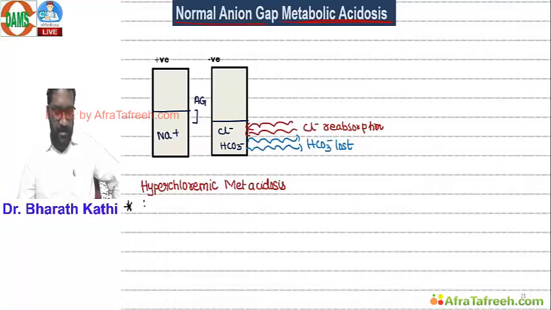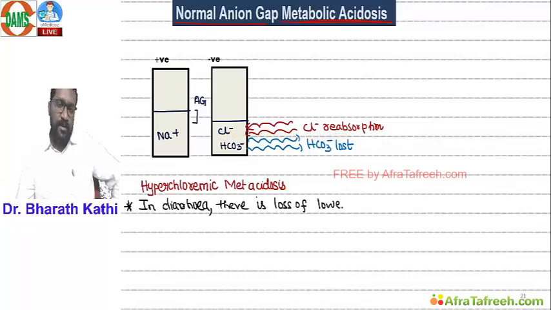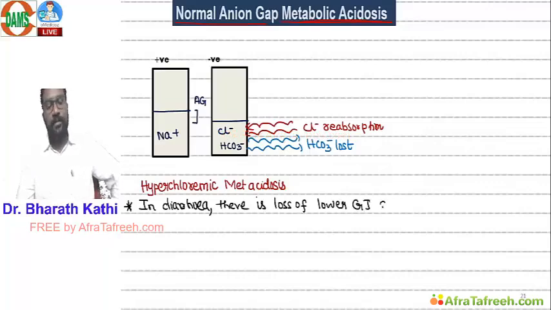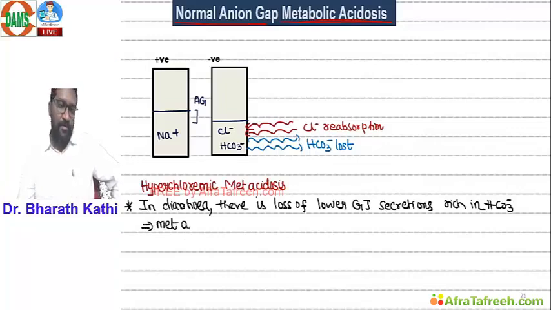Everybody must have experienced this disorder in diarrhea. In diarrhea, there is loss of lower GI secretions. Loss of lower GI secretions rich in bicarbonate. And where is this bicarbonate coming from? Pancreas. Because bicarbonate is lost, there will be metabolic acidosis.